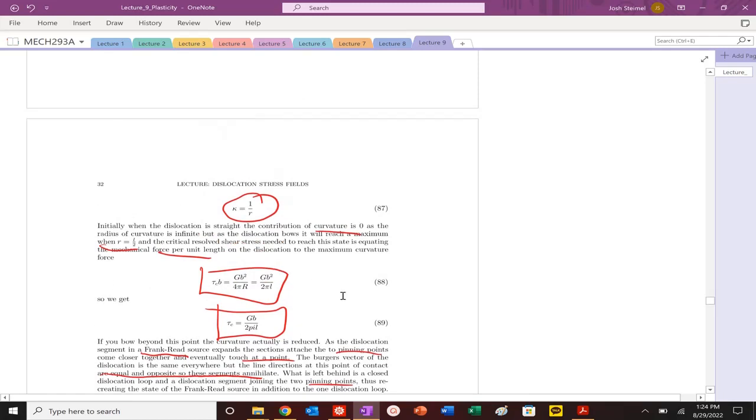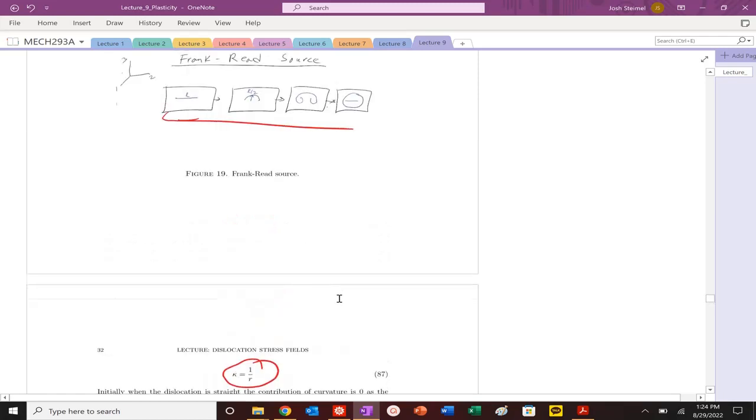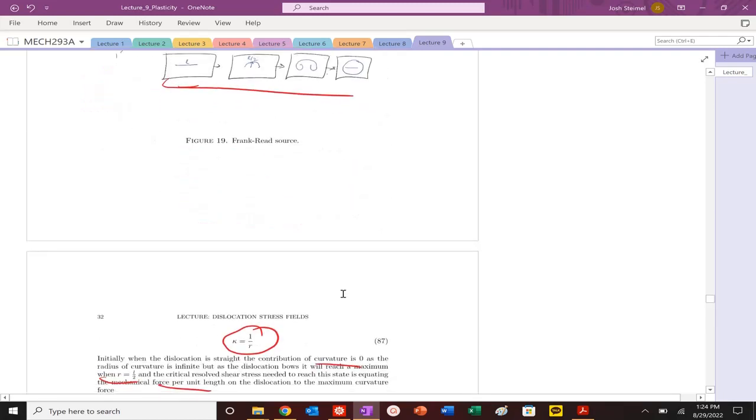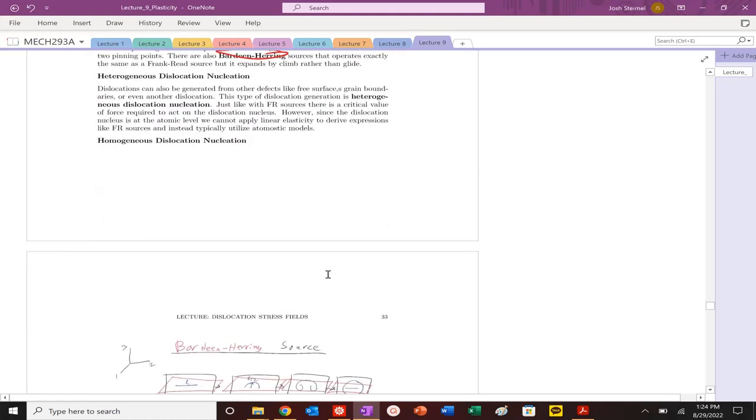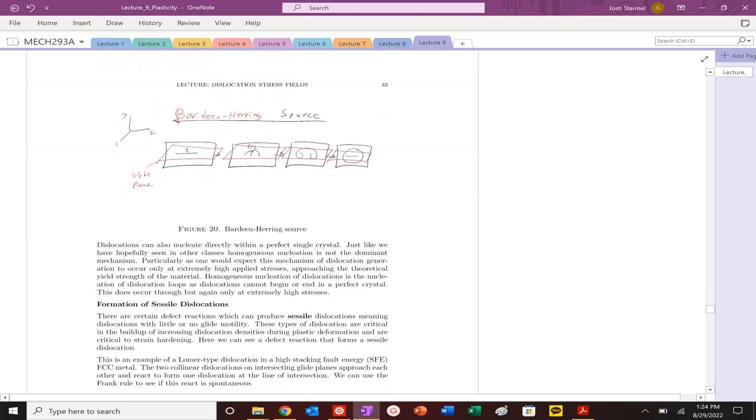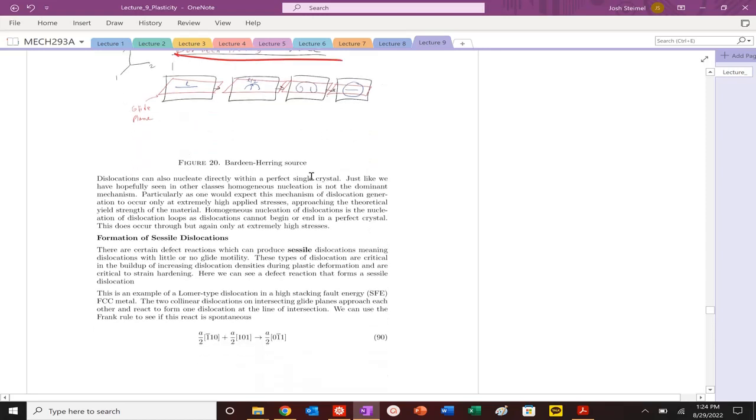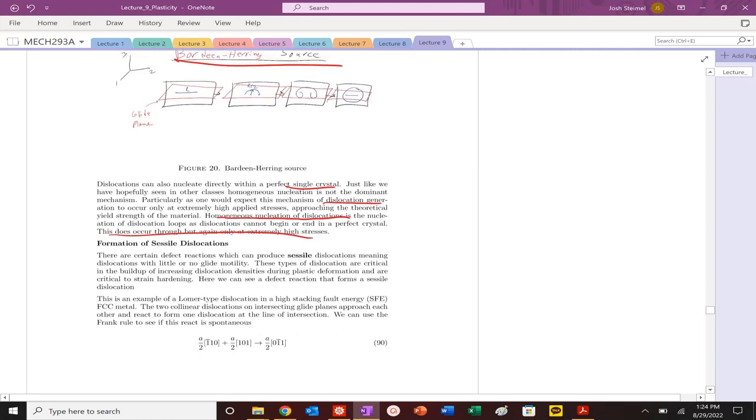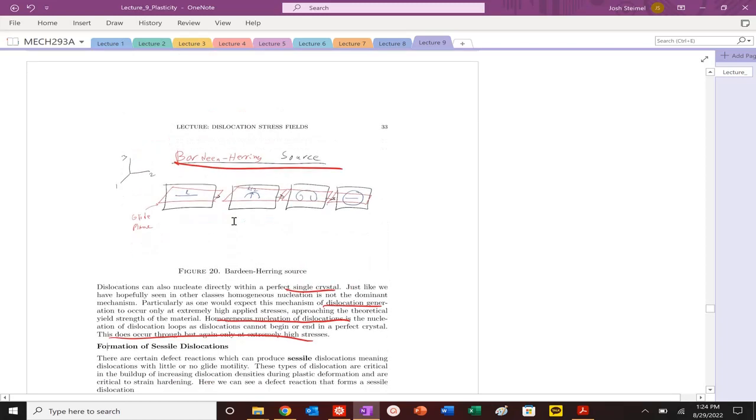You could also have other dislocation sources too. So you can see again that bowing out and then leaving behind that dislocation piece. You could have other Bardeen-Herring sources as well. You could have heterogeneous nucleation from defects and other types. So here you can see this out of plane, similar type of nucleation mechanism. You could also have dislocations homogeneously nucleated from within part of a single crystal.